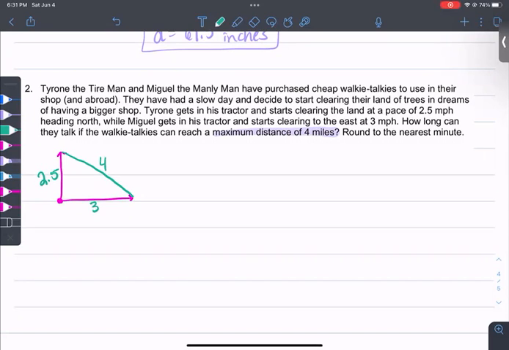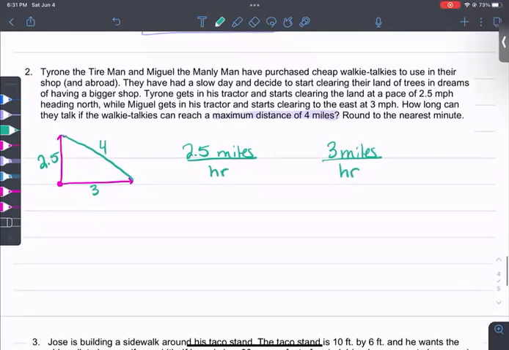Okay. So if Tyrone is traveling 2.5 miles per hour, and Miguel is traveling 3 miles per hour, we're going to look at how we can convert miles per hour into miles per minute, because it's asking us to round to the nearest minute here.